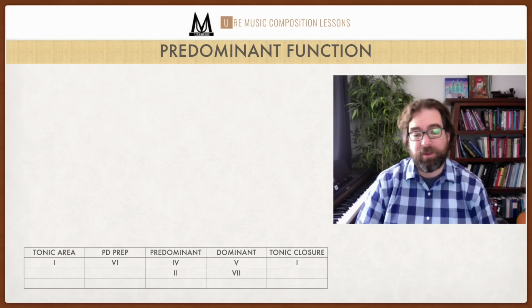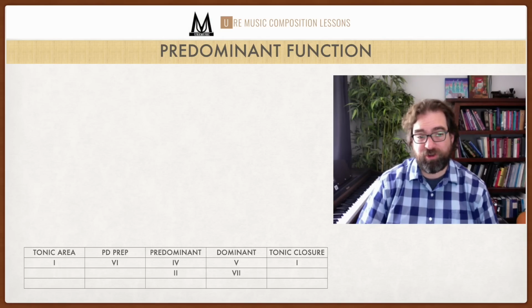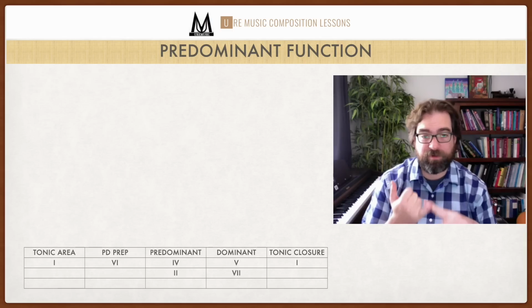Okay, so this is an example. It's sort of a cheat sheet for the phrase model. The first part of the phrase model, as we know, is the tonic area. This is usually expanded three to four measures or more. It's the largest part of the phrase model, and it takes us all the way up to the predominant.